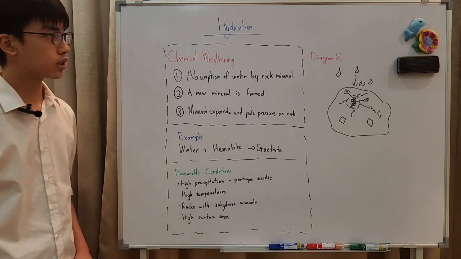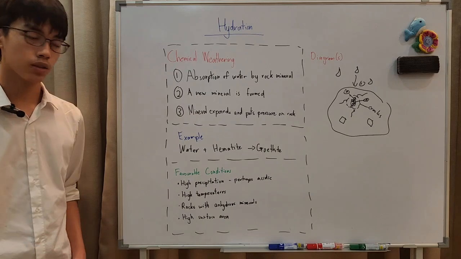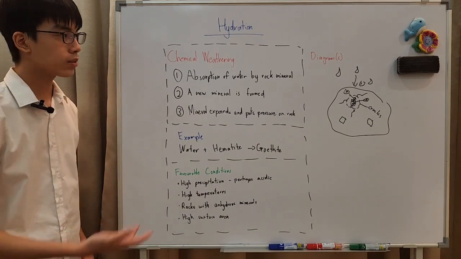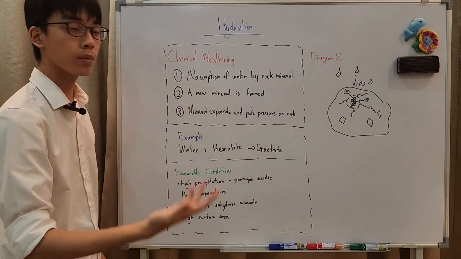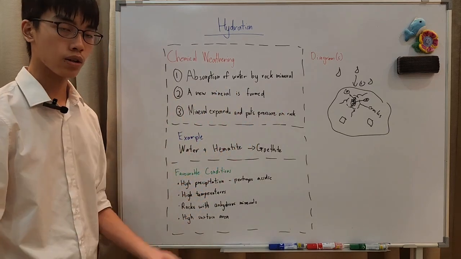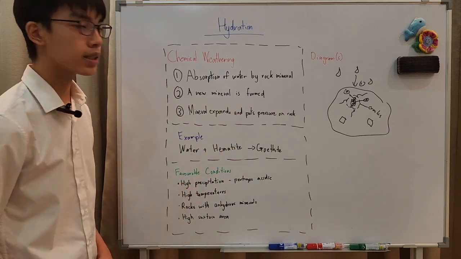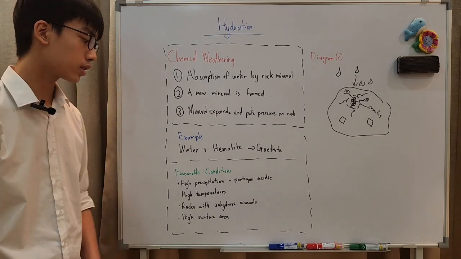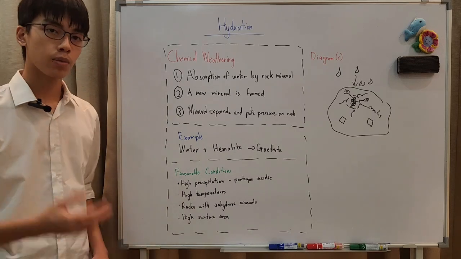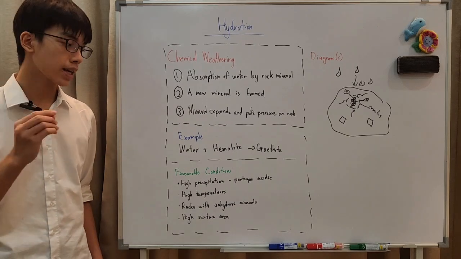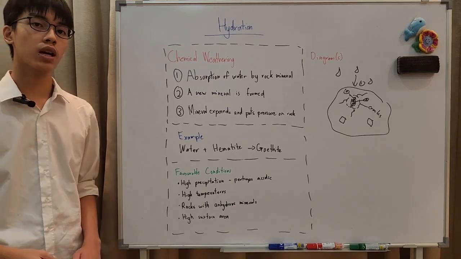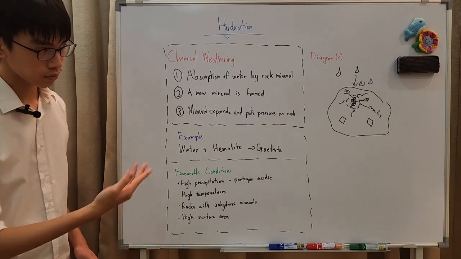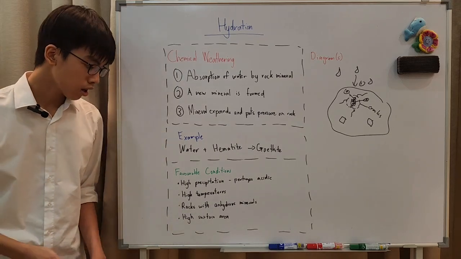And here are the favorable conditions for hydration, so what increases the rates of hydration. The first one is high precipitation. So the more rainfall, that means the more water that is available for the minerals to absorb, and therefore the greater the rate. And if it's more acidic, then the reactions will take place faster, and therefore the greater the rate. Temperatures as well. Temperature provides you the kinetic energy, the energy for your chemical reactions, and therefore higher temperatures will help you increase your rates of hydration.